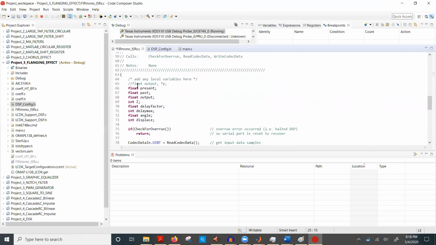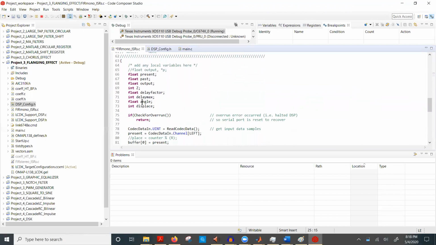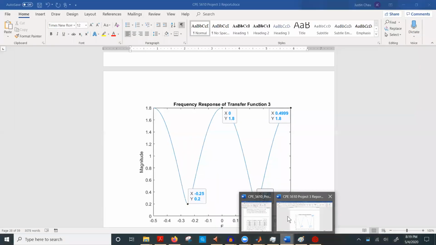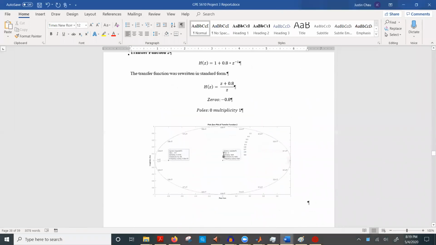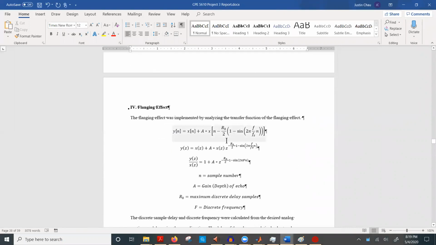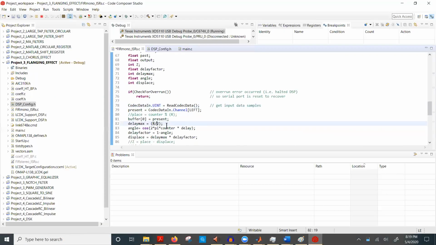So we have the present, we have the past, we have the output, we have a couple of variables right here. So this is the input: read the input, store the input in the present value, store the present value in the buffer. Now the maximum delay is going to be R divided by 2 because if you remember from our formula, since it's sinusoidal, it'll technically oscillate between 1 and -1. But we shift that by 1, so that it actually oscillates from 0 to 2. Since it oscillates from 0 to 2, we need half the maximum.